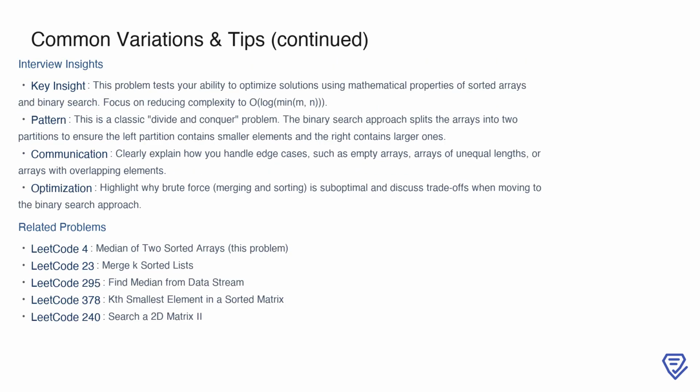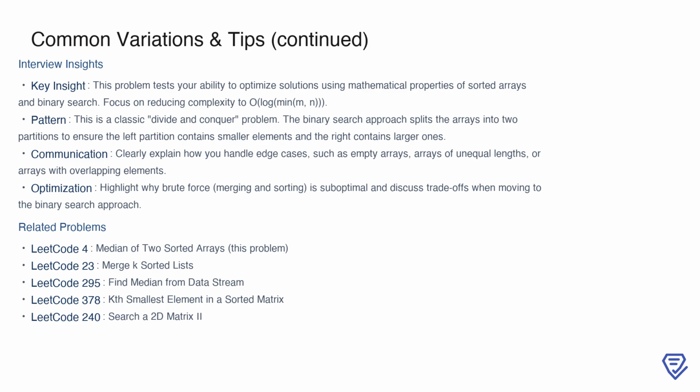Shifting gears, let's discuss some insights that can help you excel in interviews when tackling this problem. One key insight is that this challenge is designed to test your ability to optimize solutions by leveraging the mathematical properties of sorted arrays in binary search. The goal is to reduce the complexity to O(log min(m, n)), which highlights your ability to think efficiently. This problem also follows a classic divide and conquer pattern. Using binary search, you divide the arrays into two partitions, ensuring that all elements in the left partition are smaller than those in the right.